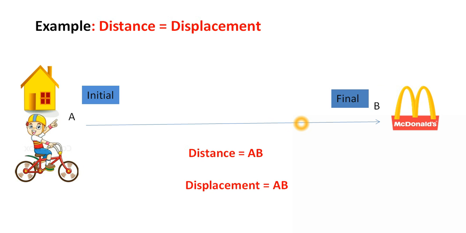So here we have both distance and displacement equal. Why is it equal? Because the boy followed the shortest route between the initial and final position. So what we conclude from this, the first thing is when we talk of distance, the path which is actually followed by the object matters. But when you talk of displacement, the path actually followed doesn't matter. It's only determined by the initial and final positions.